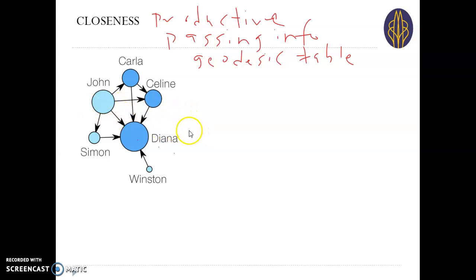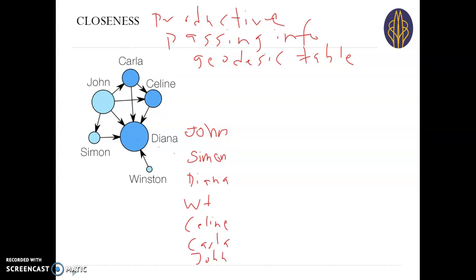What we will draw is the relationship between John and Simon and Diana and Winston. I will just call him Winston, WT. You have Celine, you have Carla, and you have John. Oh, John is already there. So you will see the relationship between them.